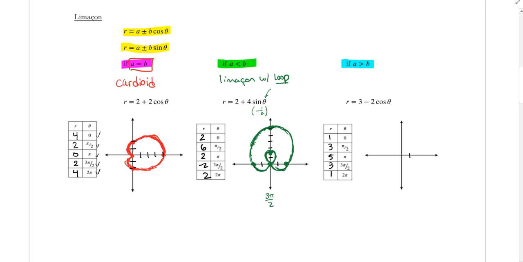So if we start at 1, 0, 3 comma pi over 2, 5 comma pi, 3 comma 3 pi over 2, and then back to where we started, that is going to take us right there. We're never going to touch the pole. So what happens here, again, a few more angles would give you a better idea. Our radius actually increases a little bit. I didn't do a very good job of spacing out my points for this one, folks.